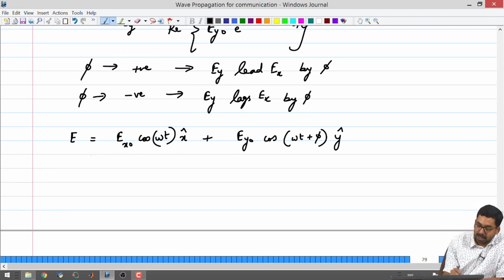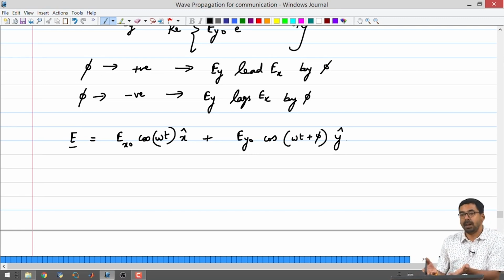So the electric field looks like Ex naught cos omega t x hat plus Ey naught cos(omega t plus phi) y hat, and now I have a simpler equation to consider rather than having the space also. So at point z equal to 0, I am going to be observing what is happening with respect to Ex naught, Ey naught, and what happens to the electric field in general.